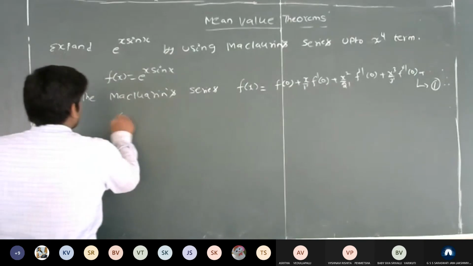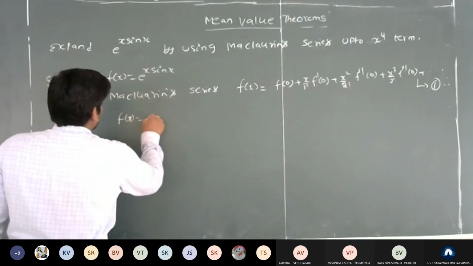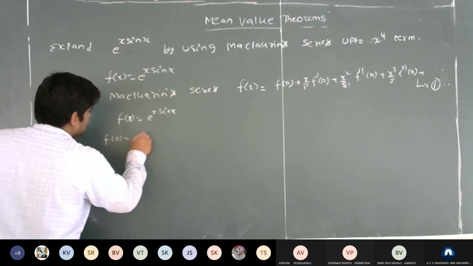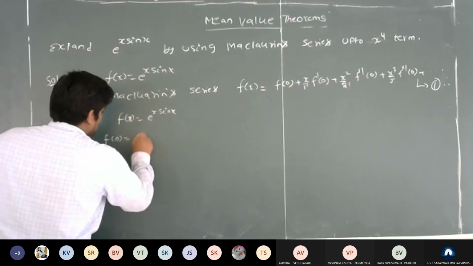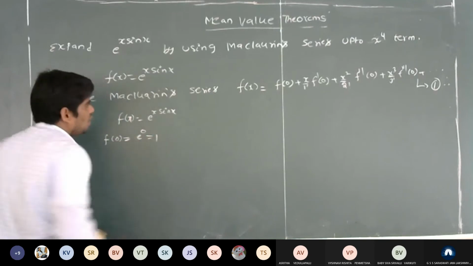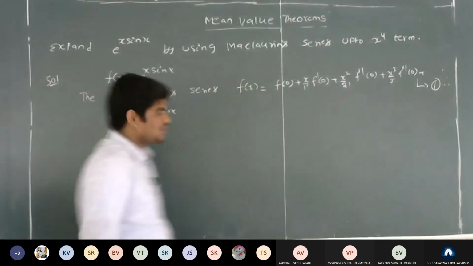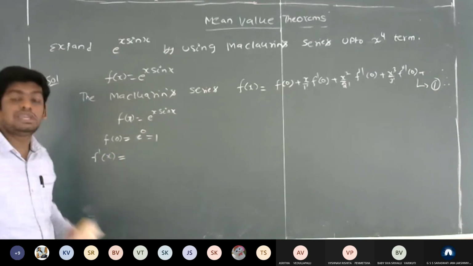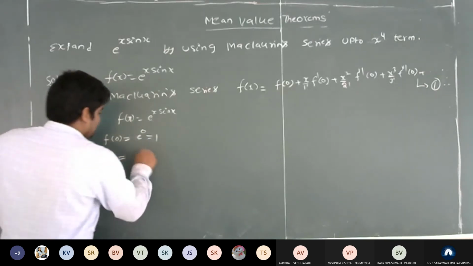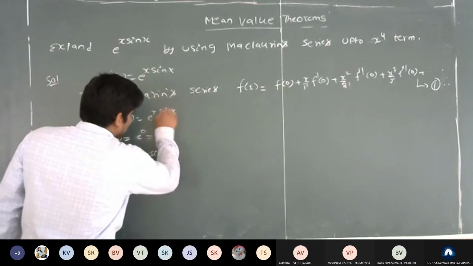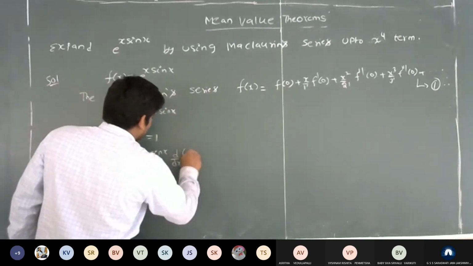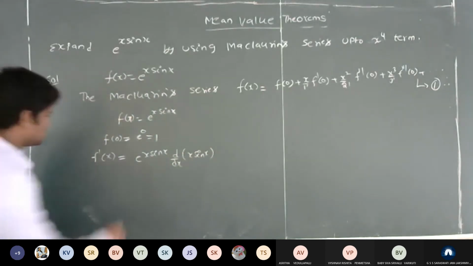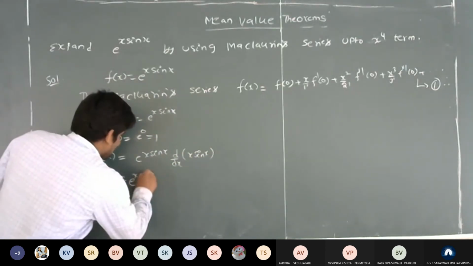Here f of x is equal to e power x sin x. What is f of 0? This is e power 0, that is 1. Now we have to calculate f dash of 0, so find f dash of x. The derivative of e power x is e power x, so e power x into sin x. But still we have to differentiate the term d by dx of x sin x.